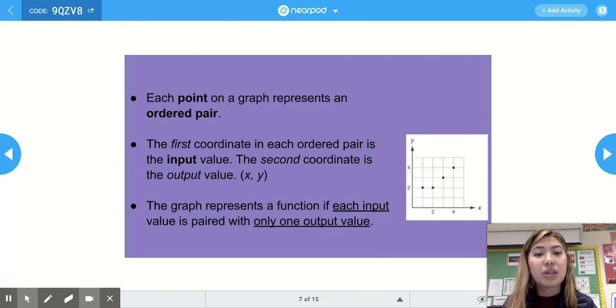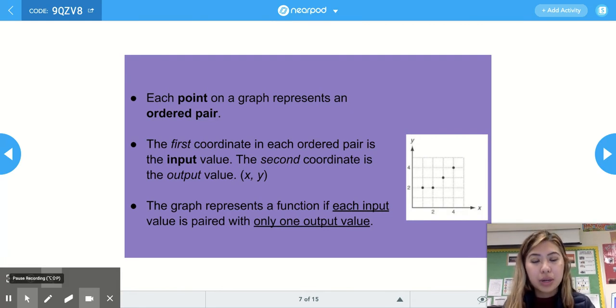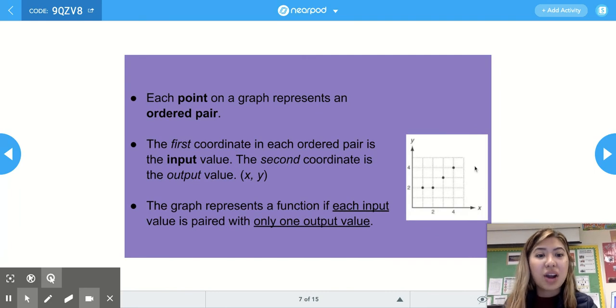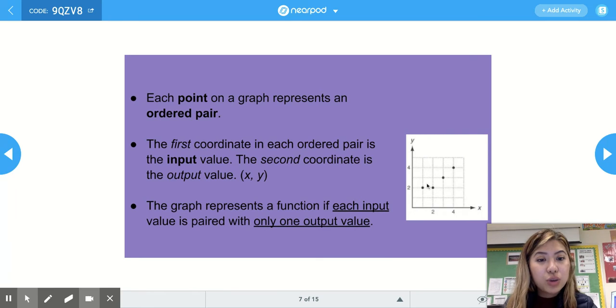This is very similar to yesterday, where we were looking at mapping diagrams and tables, and we needed to identify whether there were multiple outputs for the same input. So in this case, this graph right here shows a function because for every x value, there's only one y value.